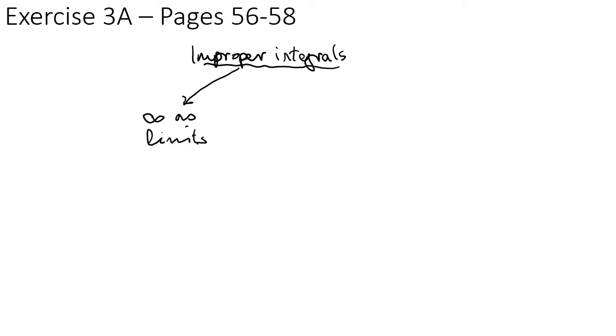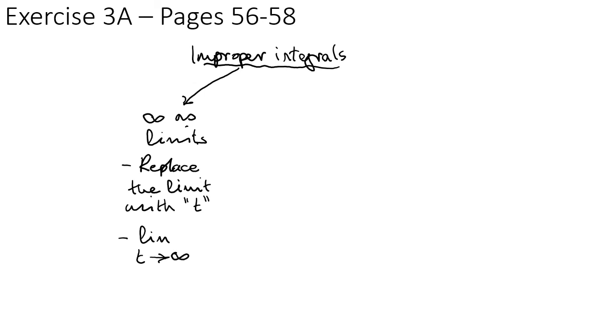Right, you should now be able to do exercise 3A on pages 56 to 58. So remember, these improper integrals can be divided into two types. Those where we have infinity as limits. And the way that you deal with those is that you replace the limit with t, and then see what happens, what's the limit as t approaches one of these infinities.